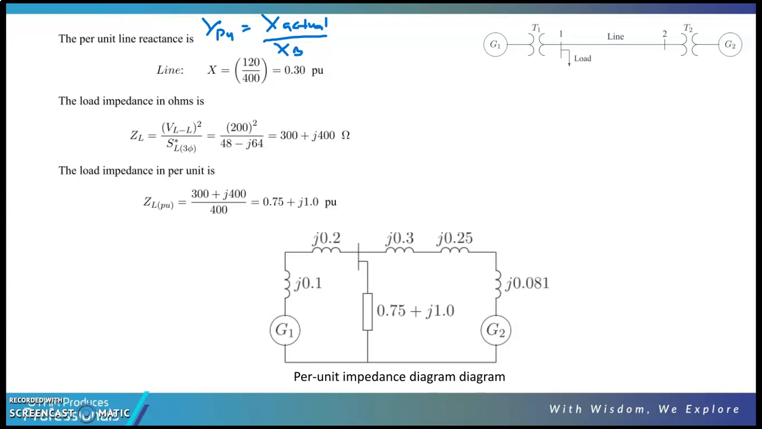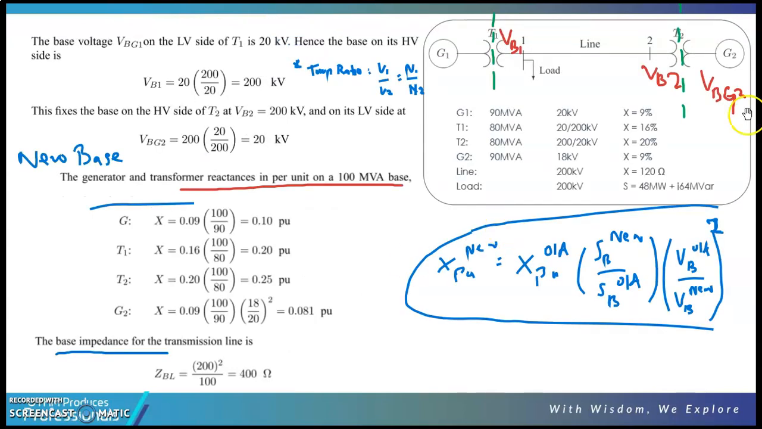Okay, is it clear? Now you have the per unit information for all the elements. Then you can draw the per unit diagram. From the single line diagram, you can draw the per unit diagram.